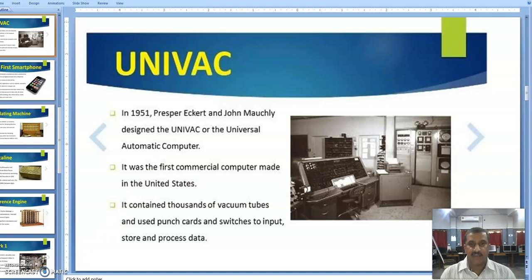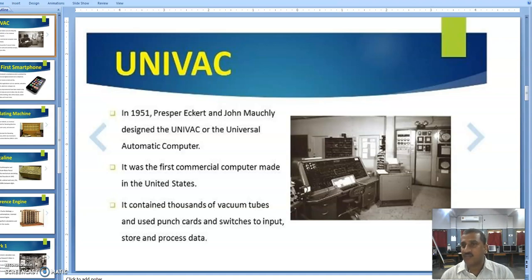Now the second generation of computers, the period is from 1959 to 1963. What are the features of the computers used in the second generation? They were smaller in size than the first generation of computers. In the first generation, the size of the computers was very big. When we compare with the first generation, the size of the second generation is very small, and they used transistors instead of vacuum tubes. Vacuum tubes were used in the first generation, whereas in the second generation, transistors are used, and they used punch cards and magnetic tapes for input and output of the data.